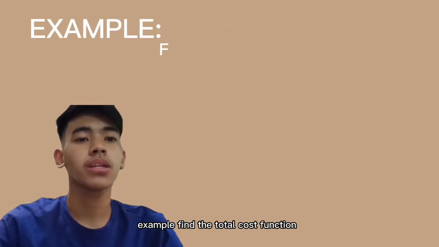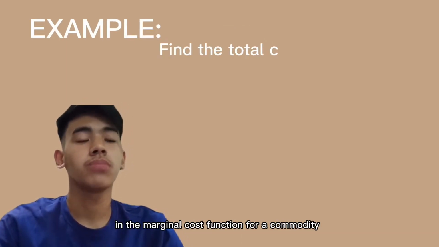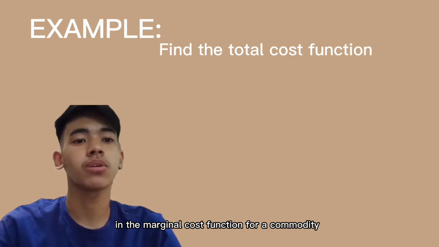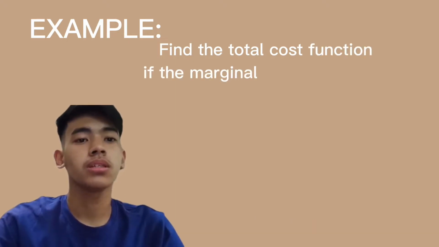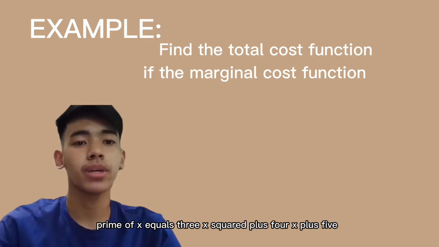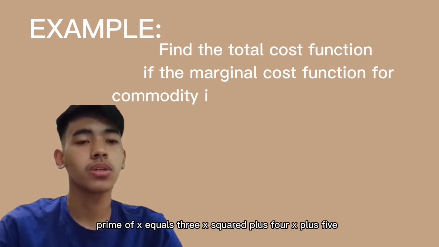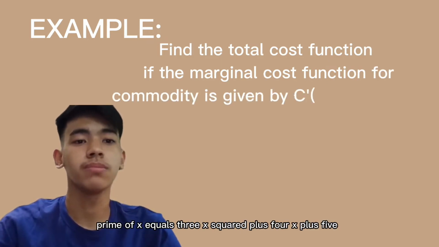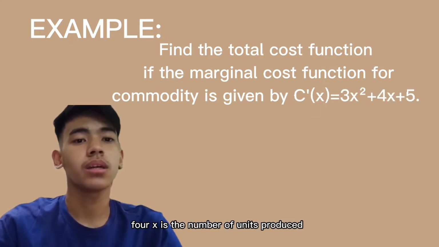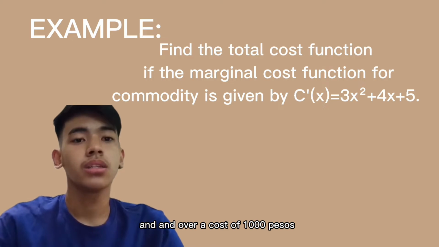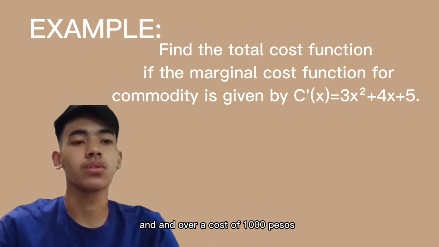Example: find the total cost function if the marginal cost function for a commodity is given by C prime of x equals 3x squared plus 4x plus 5, where x is the number of units produced and an overhead cost of 1,000 pesos.